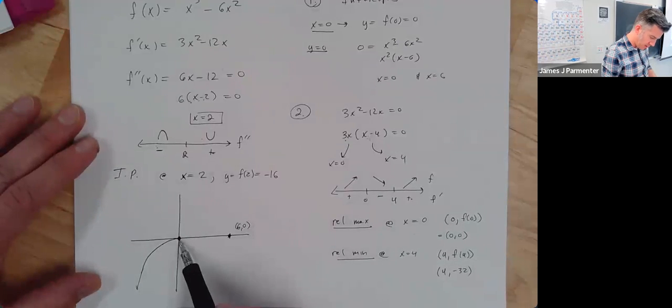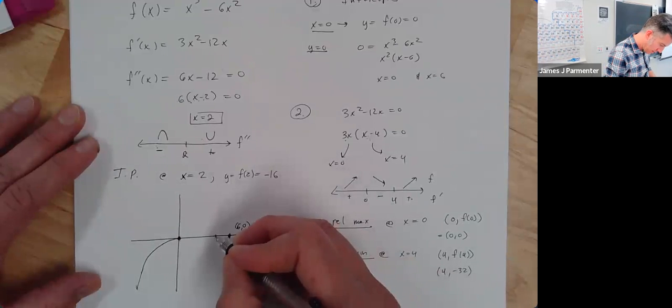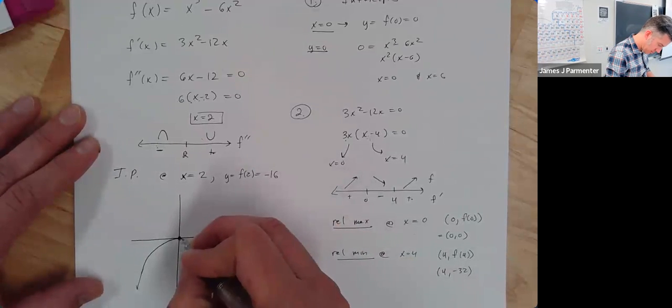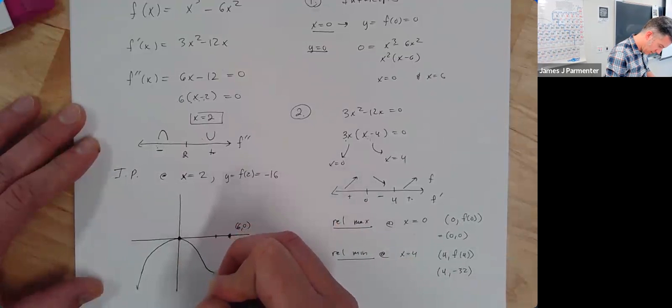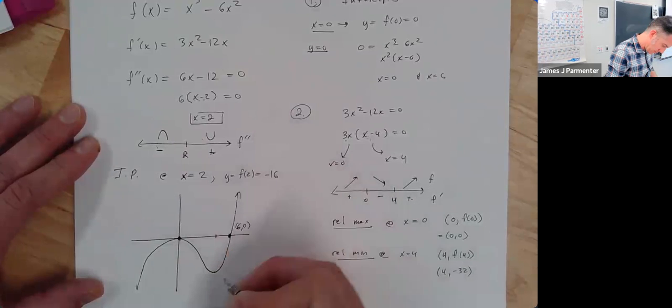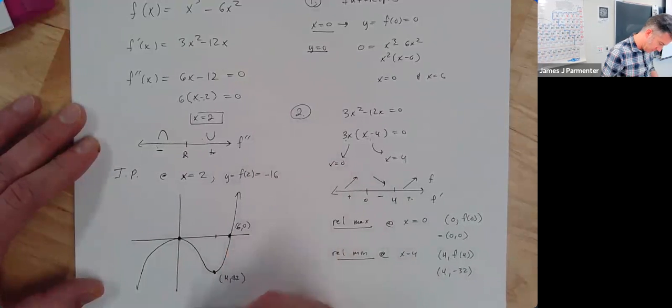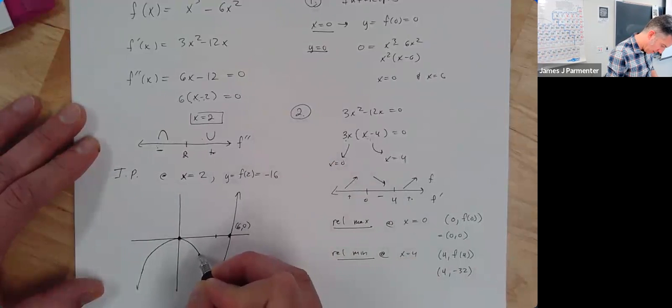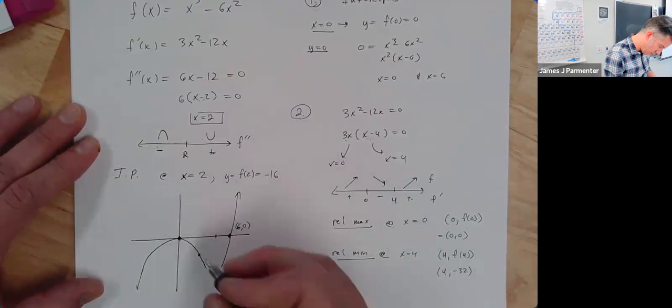And then from here until I get to 4, I'm going to be decreasing. Then I have to smooth out. And then after that, I'm going to increase like that. There's the point (4, -32). And there's my point (2, -16).